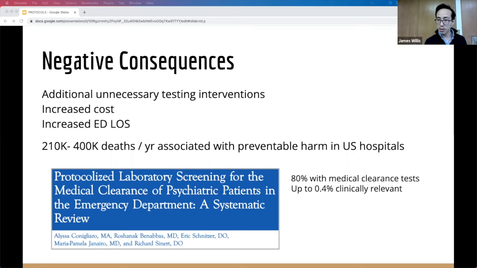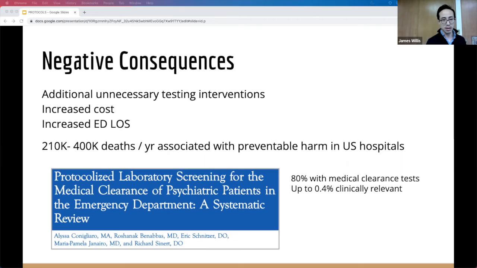Now, this is a small study. They had three retrospective studies that they looked at. But they found that only up to 0.4% of abnormal test results resulted in a change in patient disposition, which seems pretty low. At the same time, psych patients going to CPAP have a longer wait time in the ED, which again adds to overcrowding.